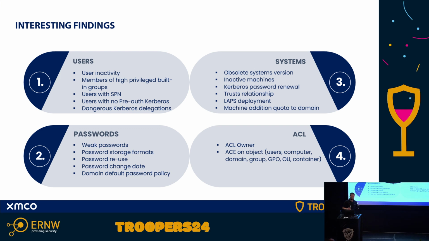System, because every machine on your Active Directory has an account. So you also have properties on the system machine. You can detect if the Kerberos password has been changed recently or not. You have information on the trust, the way of the trust, if LAPS is installed on your domain, etc., etc. And of course, ACLs are part of the NTDS. I will let Florian talk about that later.